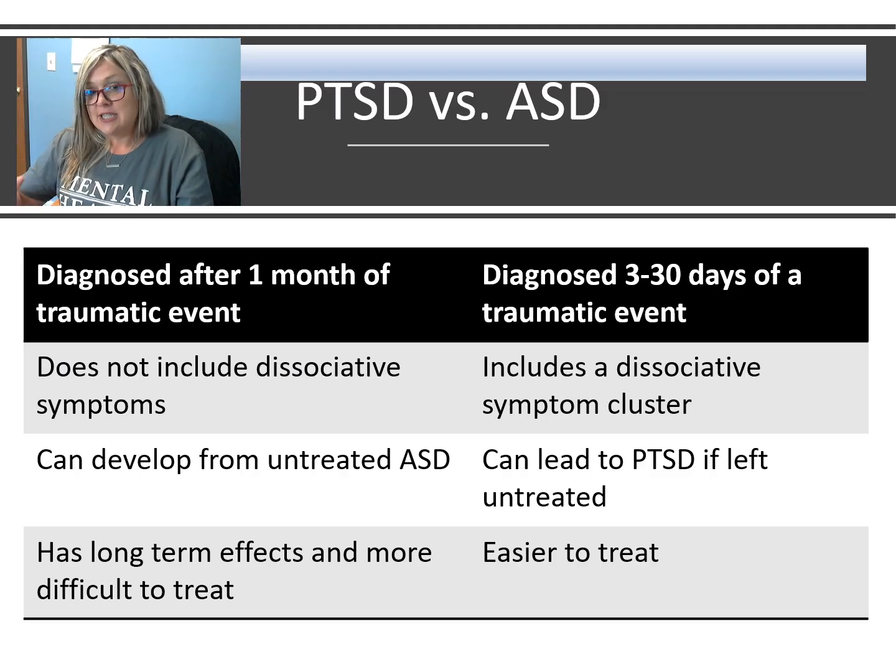When we're looking at the difference between the diagnoses, we look at the time frame. Acute stress disorder is usually diagnosed sooner, between 3 and 30 days, whereas with PTSD, the symptoms start occurring after a month. If a person is experiencing acute stress disorder, they could start having more dissociative symptoms. If left untreated, acute stress disorder can lead to PTSD. And acute stress disorder is easier to treat because it has shorter term effects, whereas PTSD can be ongoing.